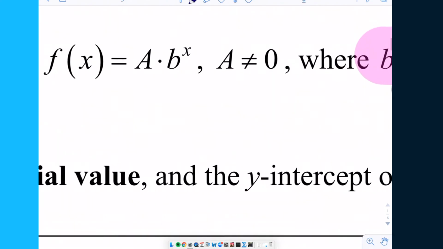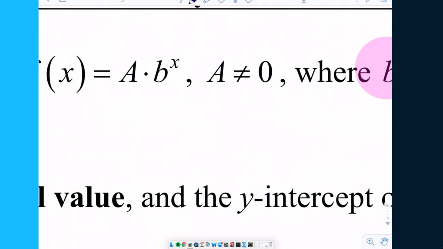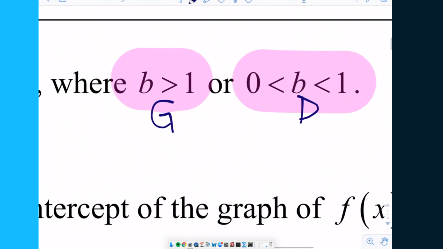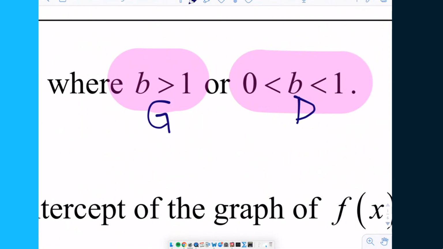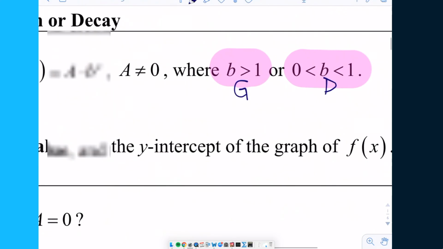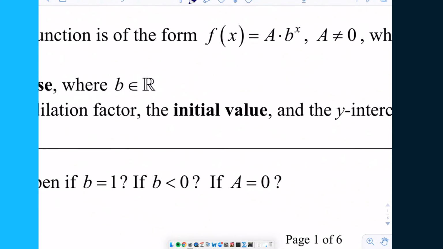What happens if the base is 1? What's 1 to any power? 1 to the second, 1 to the third, 1 to the fourth? It's just 1. It's a horizontal line. And of course, b cannot be negative either. b has to be either greater than 1, things are doubling every time, getting bigger, or between 0 and 1, they're halving each time, they're getting smaller. We call that exponential decay.